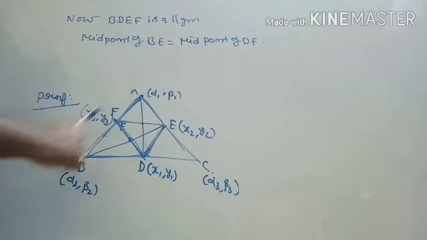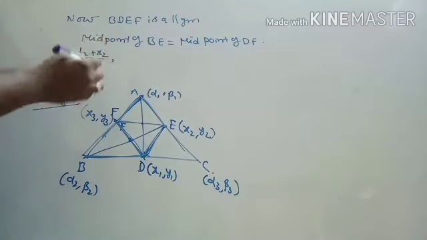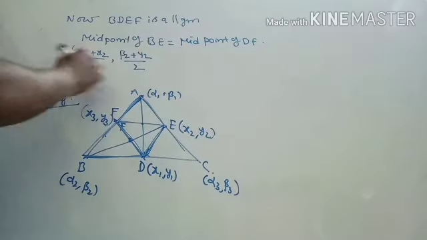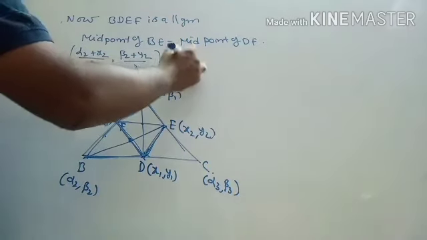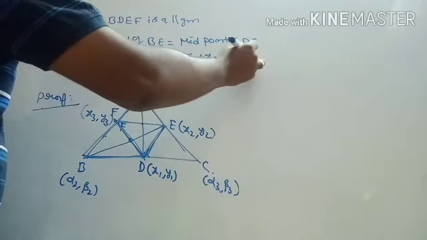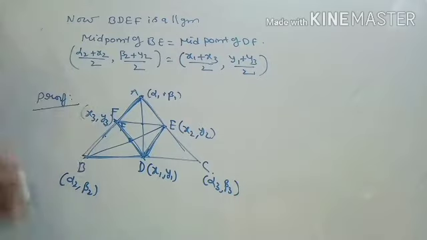What is the midpoint of BE? That is (alpha 2 plus x2)/2 comma (beta 2 plus y2)/2. This is the midpoint of BE. That is equal to the midpoint of DF, which is nothing but (x1 plus x3)/2 comma (y1 plus y3)/2. Now let us equate their corresponding x coordinates and y coordinates, that means their corresponding abscissas and ordinates.